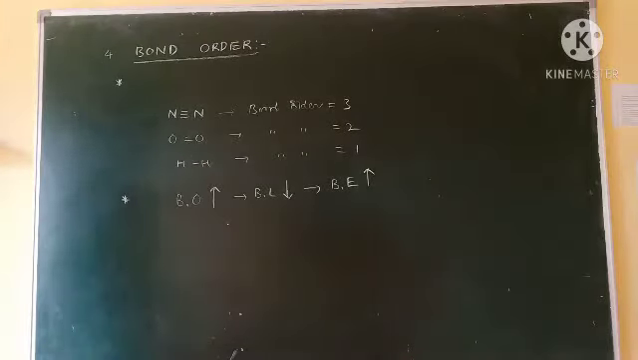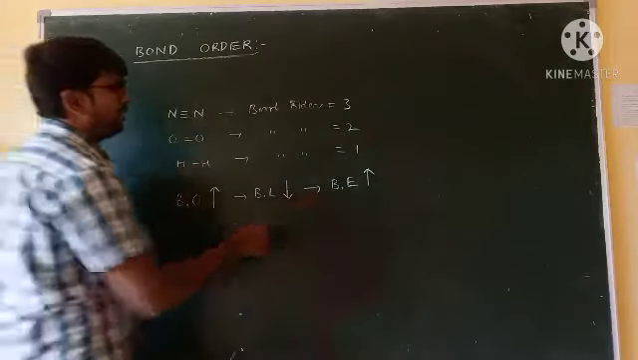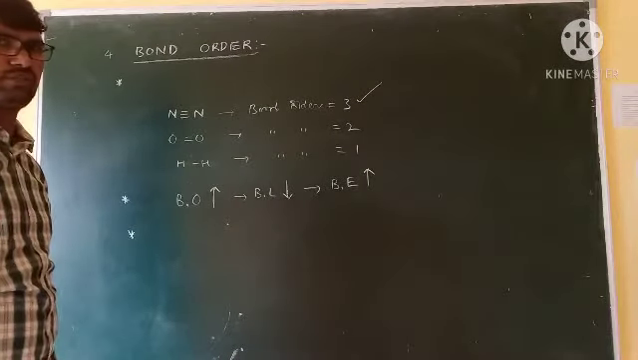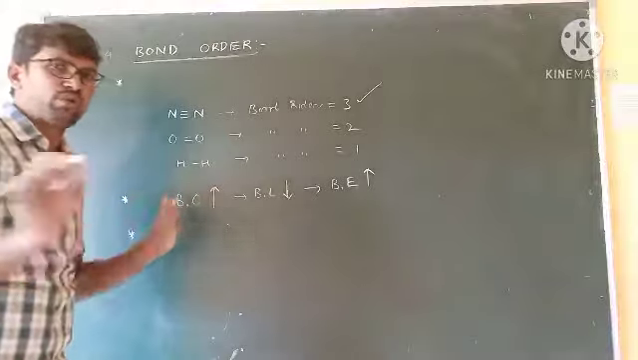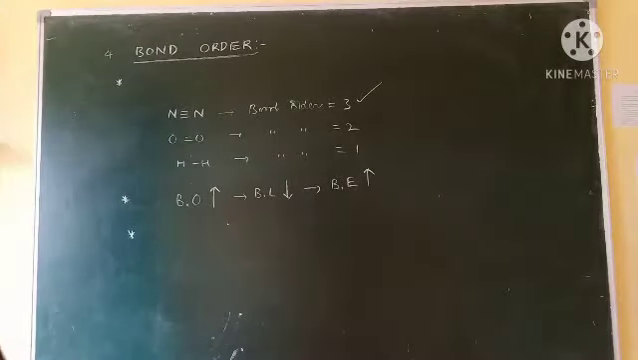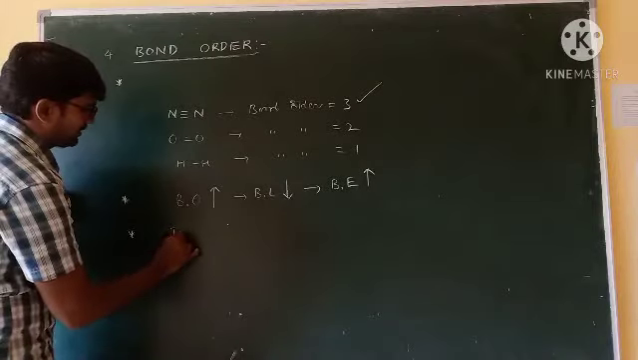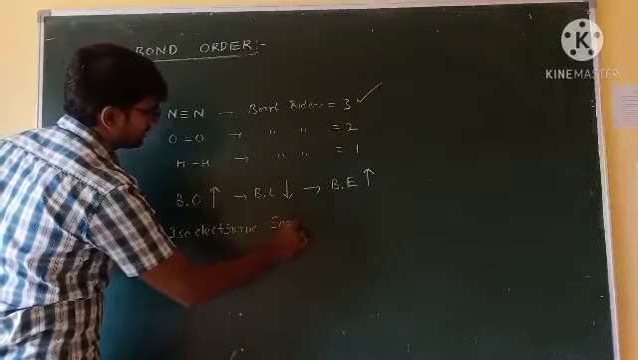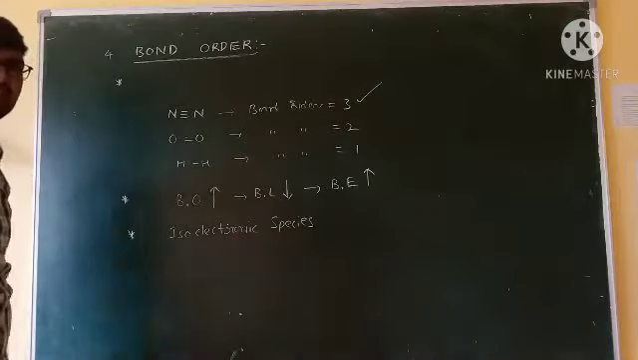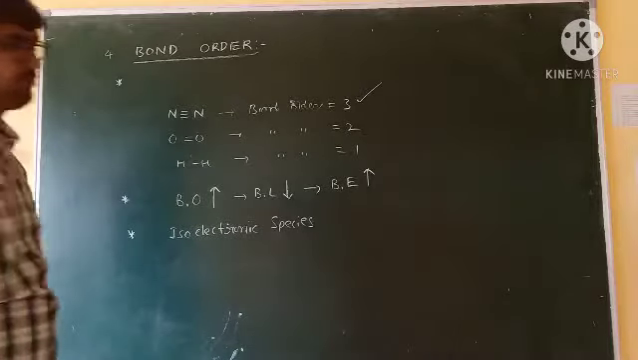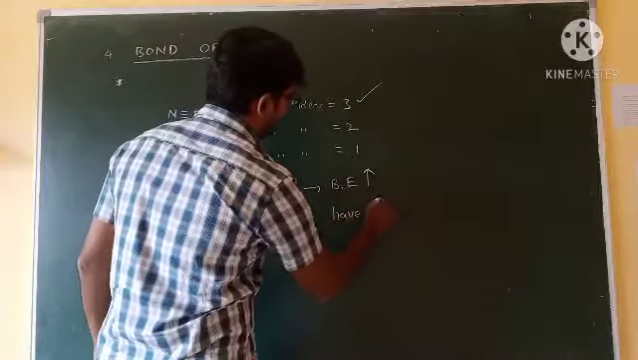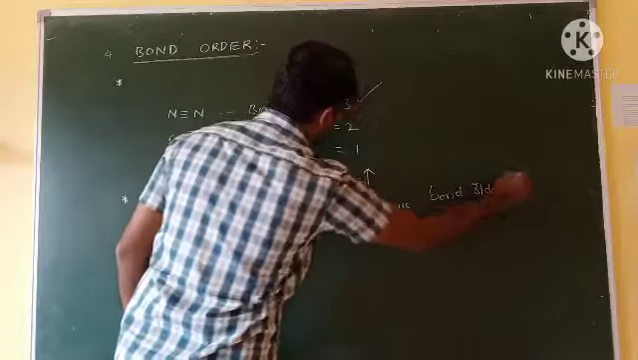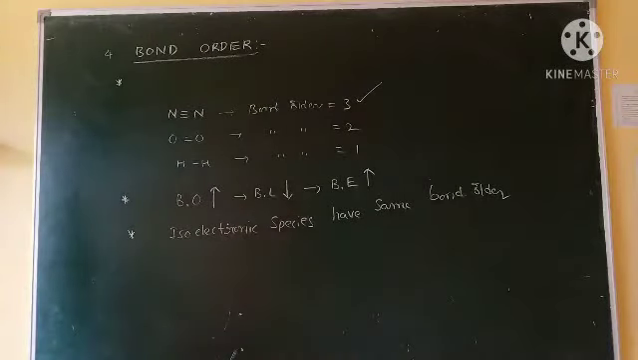Actually, in any compound, the highest bond order is 3. More than 3 is not possible in any molecule. So 4 bonds between any two atoms is not possible. So the highest bond is 3 only. And isoelectronic species, meaning the same number of electrons, have the same bond order. Very interesting.